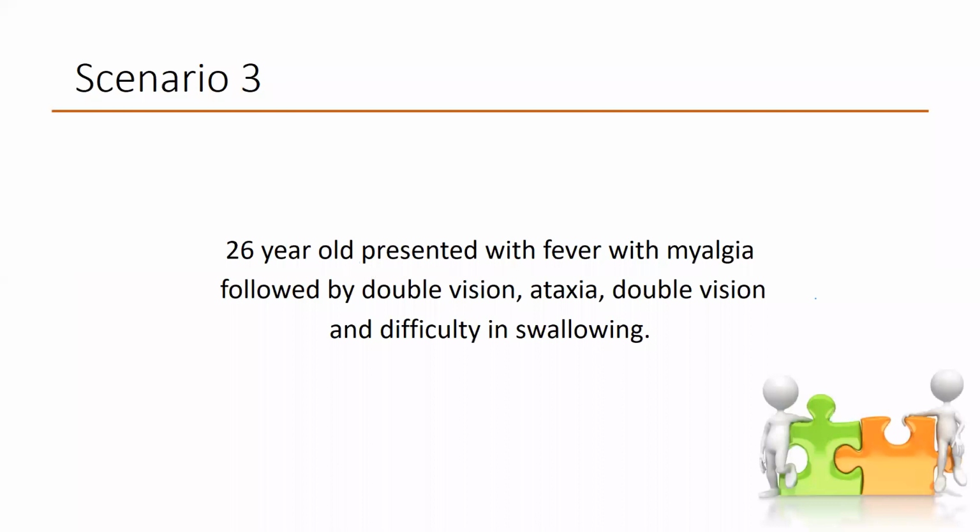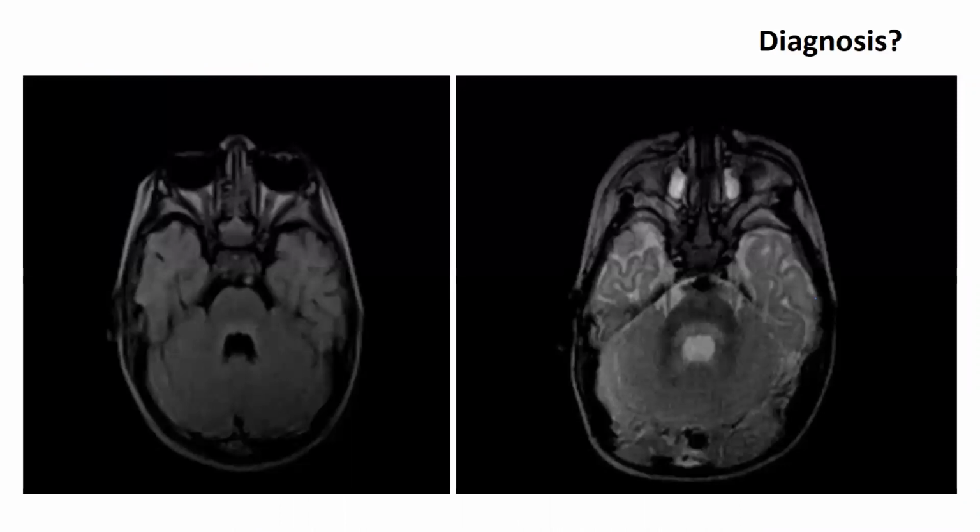Now coming to the third scenario. A 26-year-old presented with fever, myalgia, followed by double vision, ataxia, and difficulty in swallowing. So this was the imaging picture.